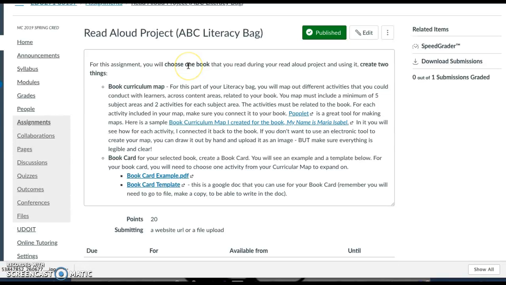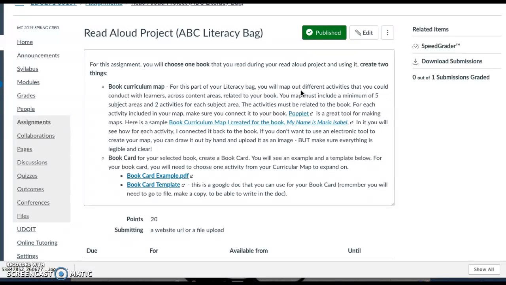For this assignment, there's a few parts to it. You need to choose one book that you read during your Read Aloud time. If you're reading with younger readers, you're probably reading lots of picture books. Just choose one. If you're reading a chapter book with one of your readers, maybe you've read 1 or 2, choose the one that was your favorite or your reader's favorite. The first thing you have to do is create a curriculum map. The idea behind it is you are going to base a whole unit off of the one book that you're focusing on.